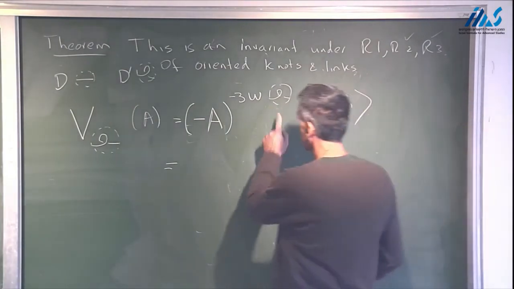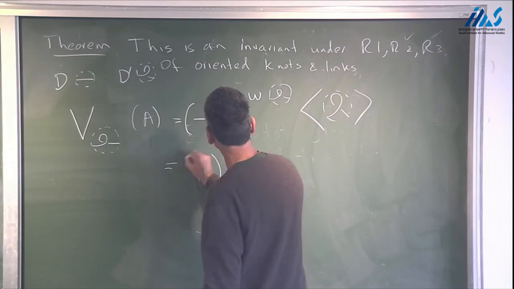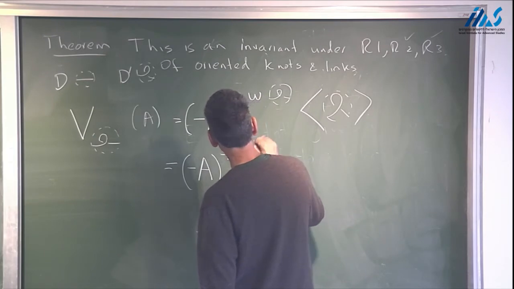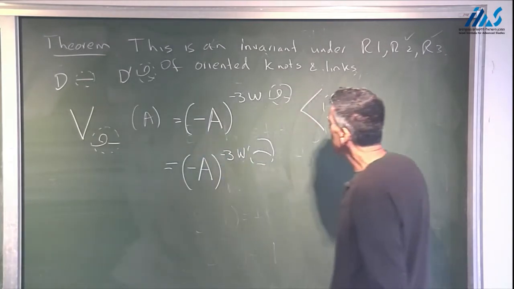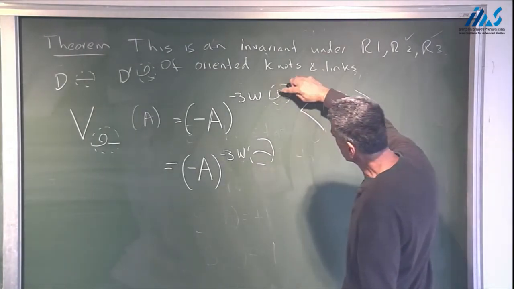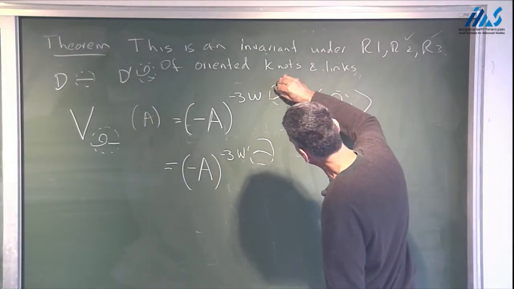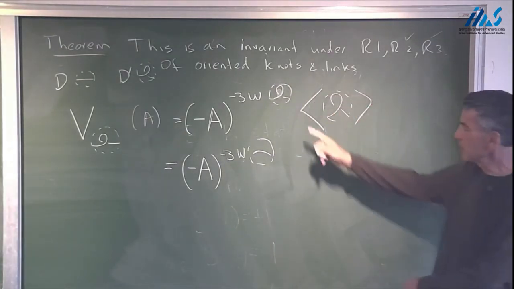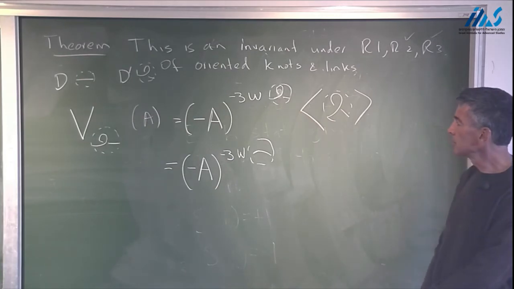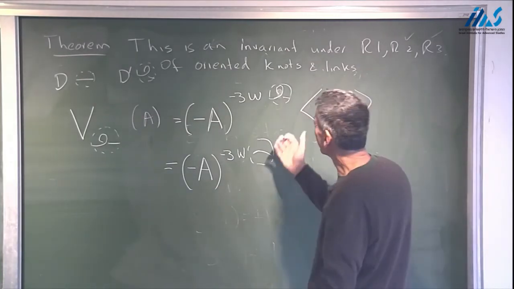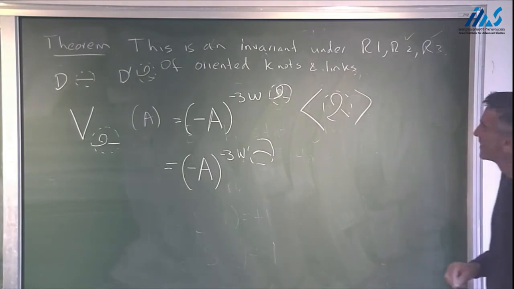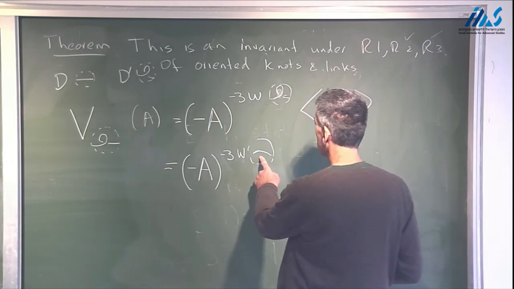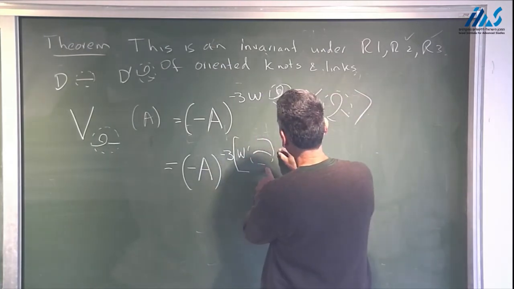And now this is minus A to the minus 3 times the writhe of this diagram without the kink. Well, what was the kink here? What was the sign of this? Was it plus 1 or minus 1, the way I've done it here? This is plus 1, right? I checked with my left hand. Yeah, it's minus 1. So it's the writhe of this one minus 1.